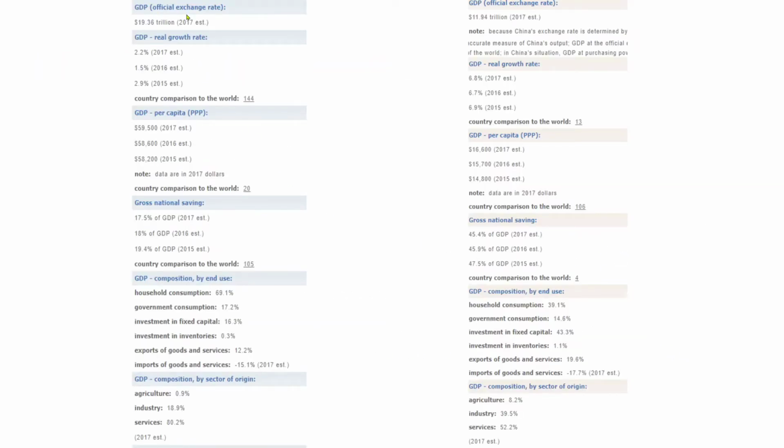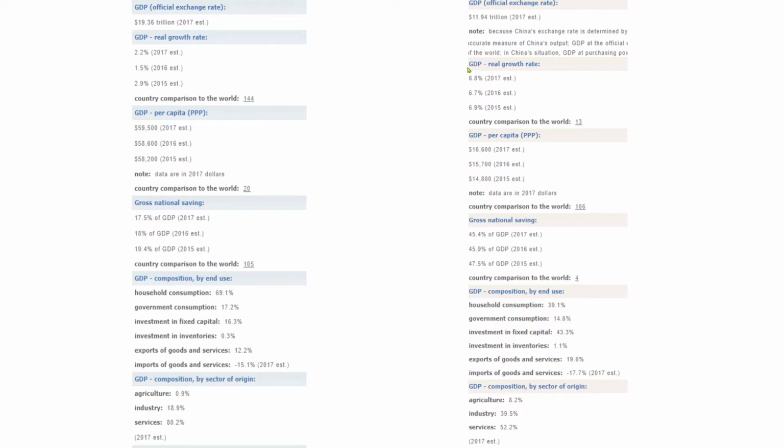So this is China over here, and this is the United States. These are 2017 numbers, and our GDP was 19.36 trillion. Theirs is 11.9 trillion. Here's the real GDP growth: ours is 2.2%, theirs is 6.8%. So if you're looking at just percentages, China has higher growth.